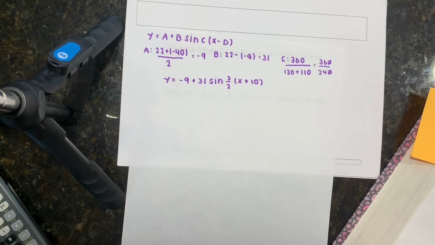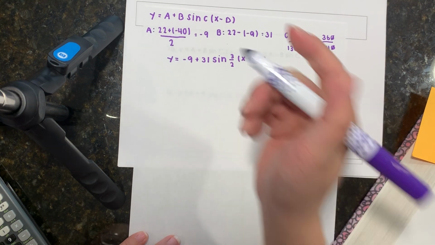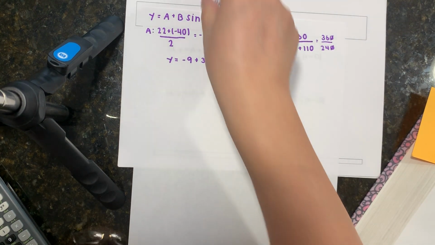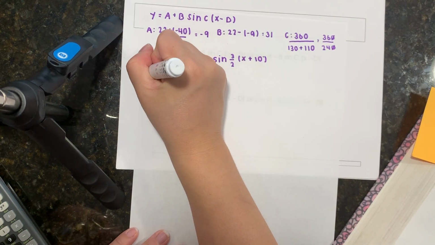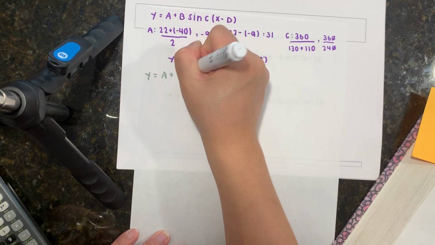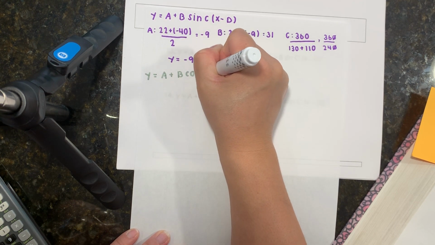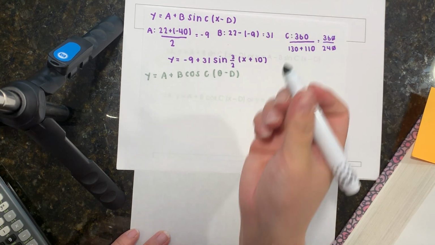Now for my next one, for number 14, it's going to be similar to the last one, but we need to put this in terms of a cosine function. And I'm going to make it into a positive cosine function. So that would be y equals a plus b cosine c of theta minus d.